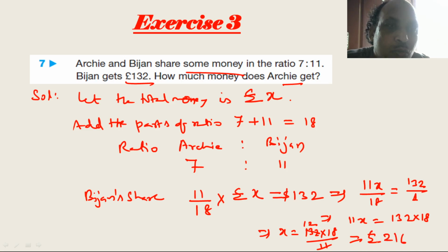216 pound is the total money. But we do not need to find out the total money. We need to find how much Arki has got. So from the total money only we will be able to find out.